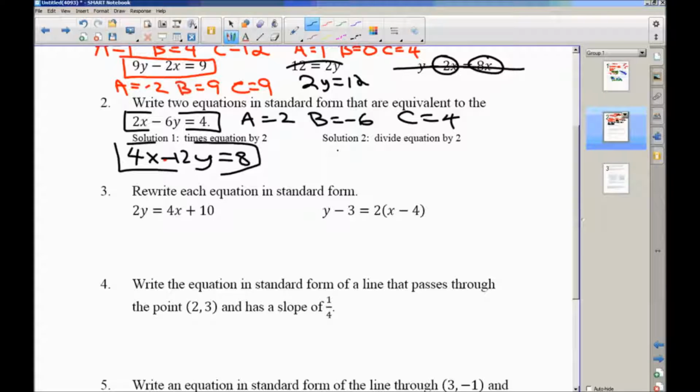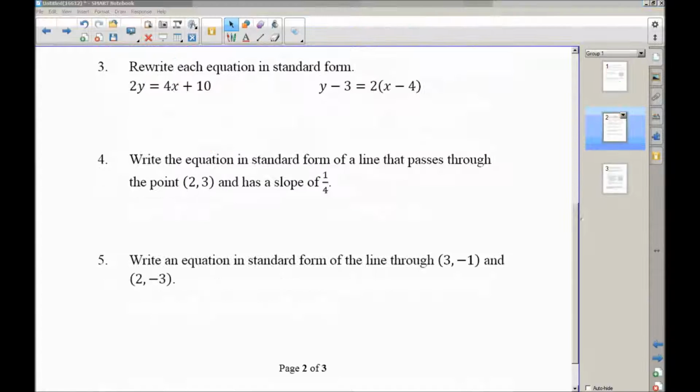We could also have divided by any number we felt like, so we'll divide by 2 to get a second equation. X minus 3y equals 2. And notice if you cover up the y term and solve for x, so the y is 0, we still get an x-intercept of 2. Okay, so now, do we have to pick 2? No, we could have multiplied by 3 or 5 or 7 or whatever we felt like.